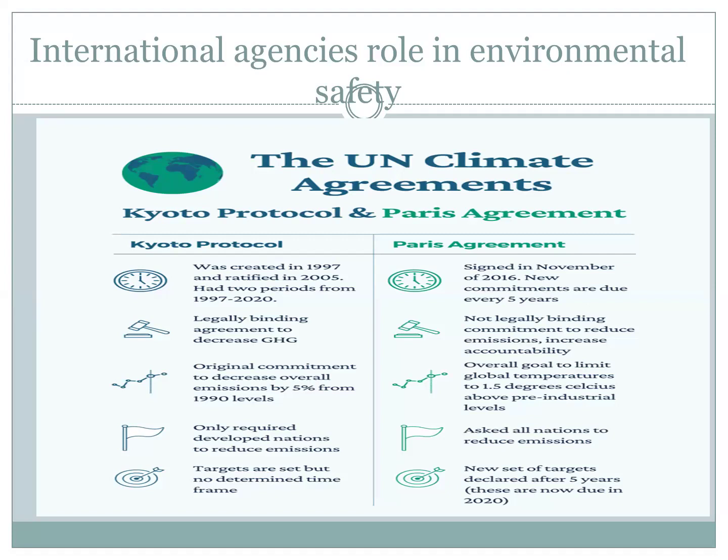So the Kyoto Protocol resulted in an agreement to ensure that there is adequate and sustainable globalization and urbanization, so that the emission of greenhouse gases is restricted, so that there is some sort of check on global warming. Then there was the Paris Agreement, which was also an agreement to reduce emissions and increase accountability. The limit was to limit global temperature to 1.5 degrees Celsius above pre-industrial level, and all nations were asked to reduce the emission, and targets were declared.